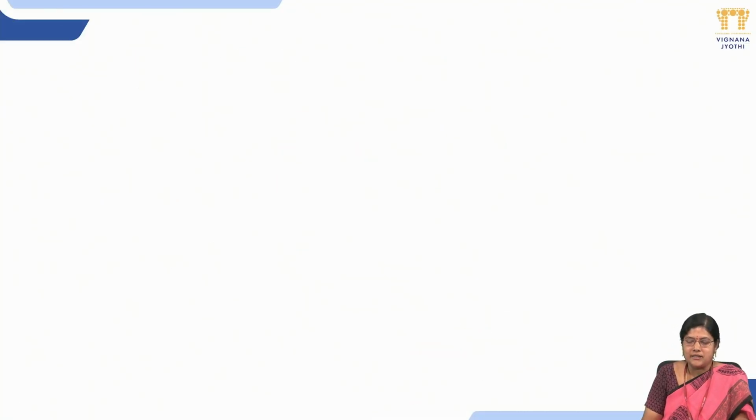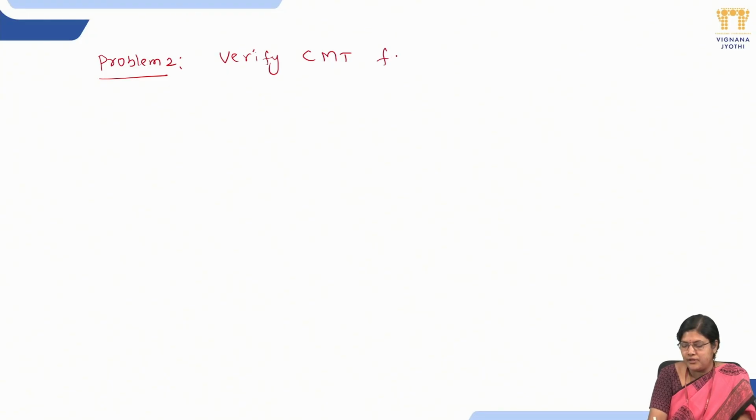Now I will explain the second problem using Cauchy's mean value theorem. Problem 2. Verify Cauchy's mean value theorem for the function f of x is equal to e power x, g of x is equal to e power minus x in the closed interval a comma b.